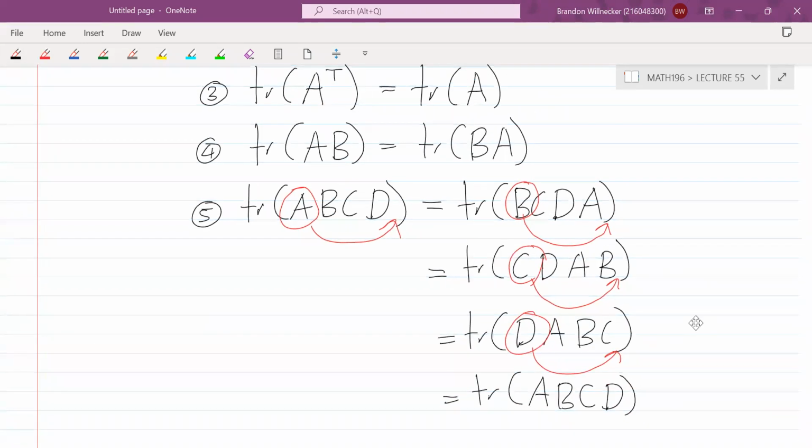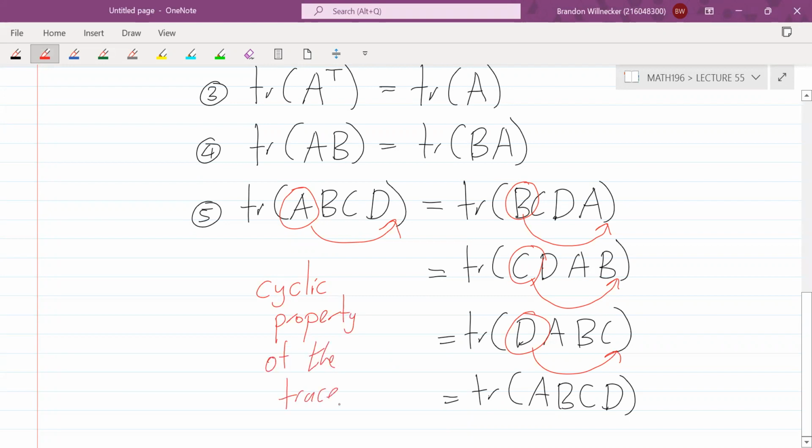Okay, so it has to be in this fashion here. You can't swap any elements. So A and C, you can't swap them around. It has to be this cyclic permutation of the elements. Okay, so this is called the cyclic property of the trace. Yeah, because we can cycle through the elements.